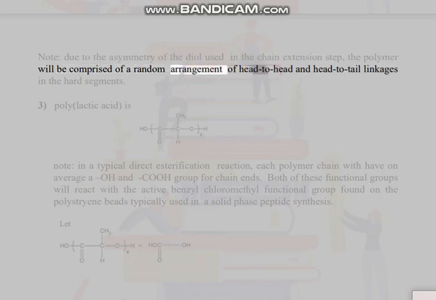Note, due to the asymmetry of the diol used in the chain extension step, the polymer will be comprised of a random arrangement of head-to-head and head-to-tail linkages in the hard segments.